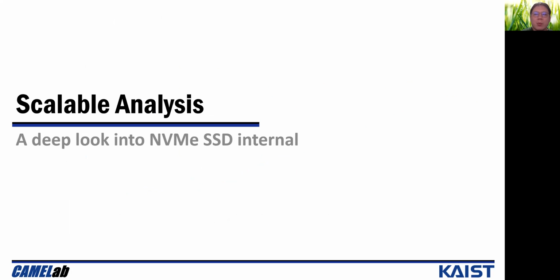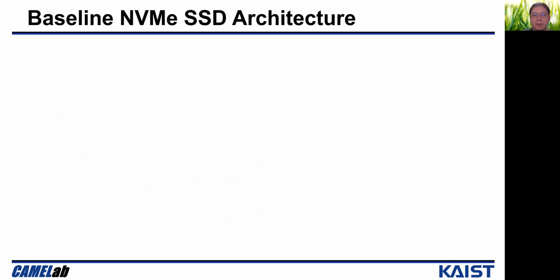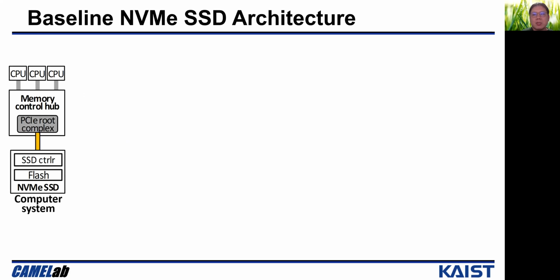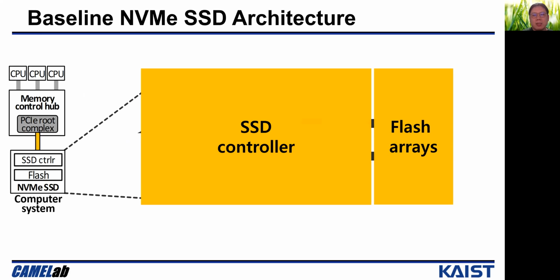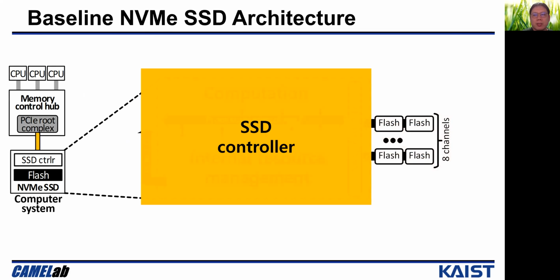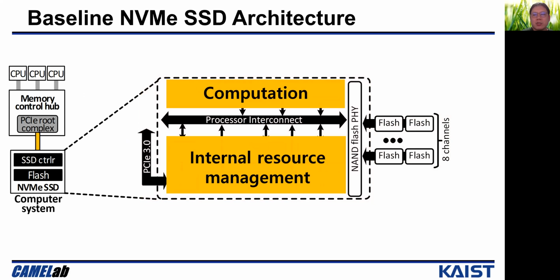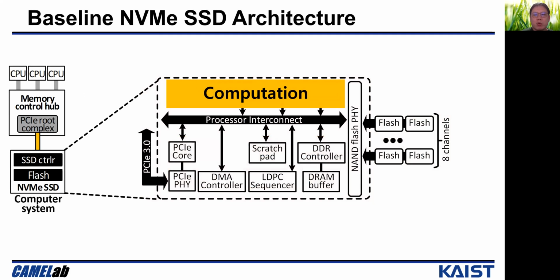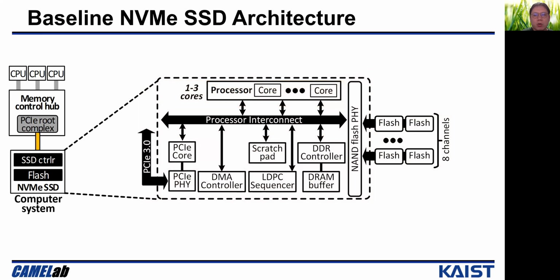Next, I will provide a scalability analysis to explain which factors actually impact the performance of NVMe SSD. Here is a baseline computer system. It includes the NVMe SSD. The NVMe SSD is attached to the PCIe root complex through the PCIe link. The NVMe SSD includes multiple flash arrays, which are connected to the flash channels. It also includes an SSD controller. The SSD controller includes multiple internal resources, such as PCIe modules, ECC engine, and internal DRAM buffer. The SSD controller also includes a few cores for the computations.